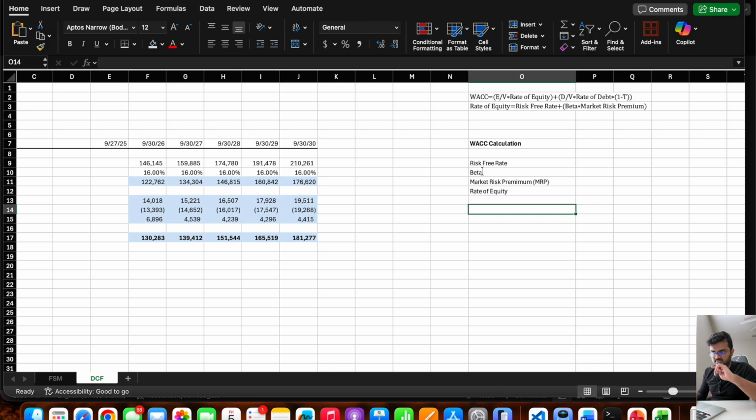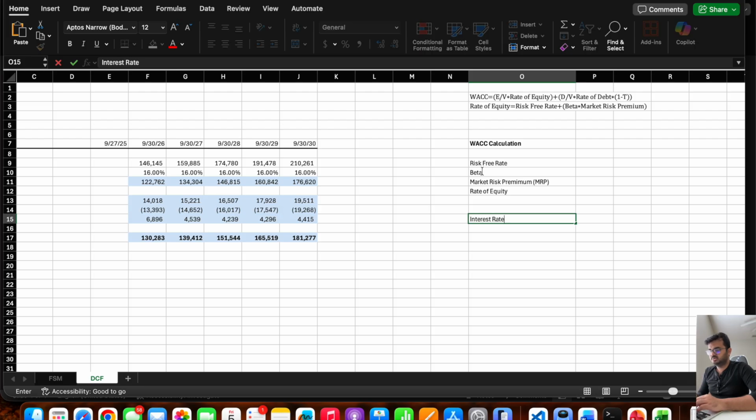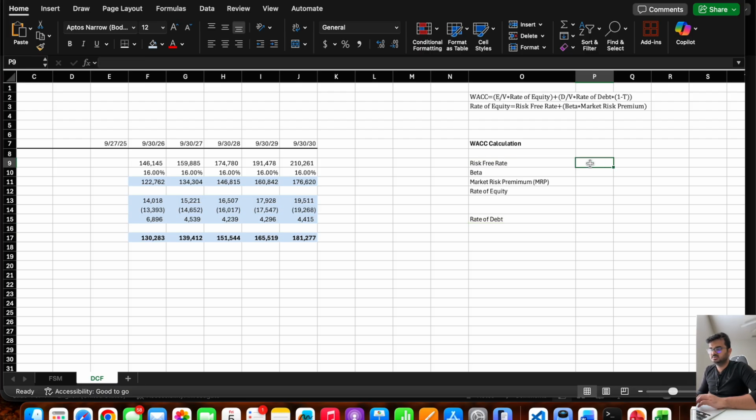I think that would be very simple. For rate of debt, I'll just put the interest rate. Then 1 minus t I would get. Okay, first let's try to fill these numbers.